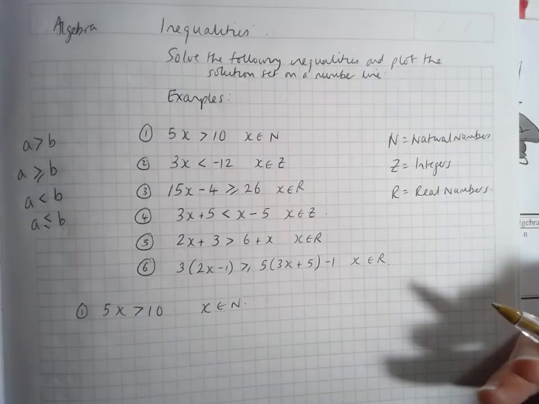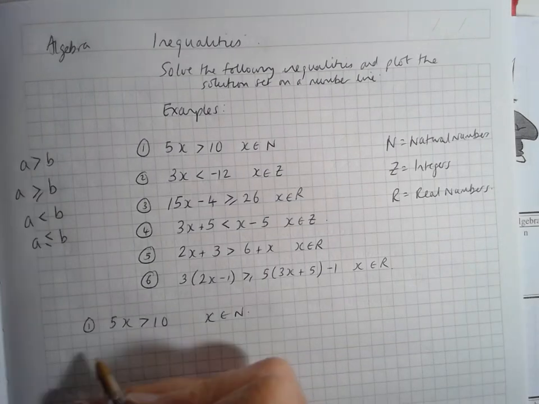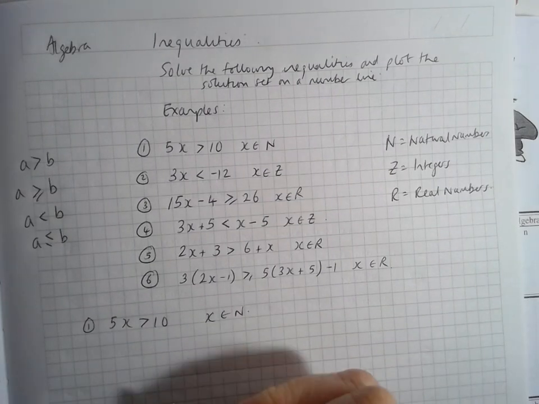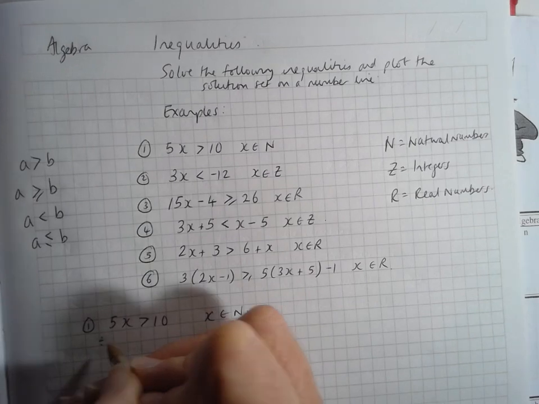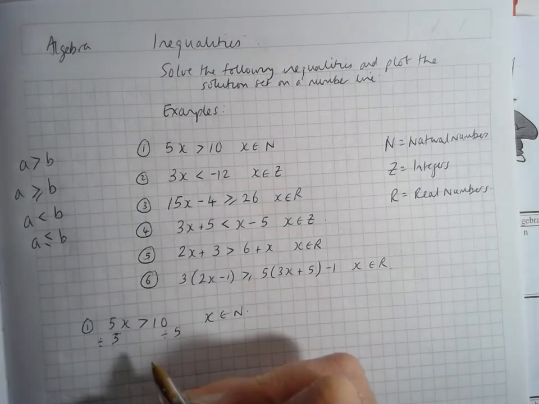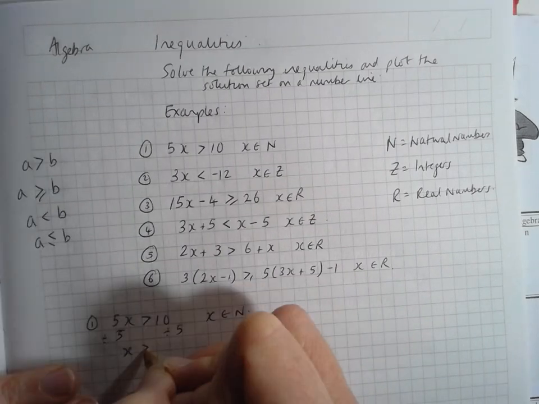Okay, 5x is greater than 10, x is an element of N. We treat it like an equation. If this is an equation, we divide both sides by 5. So 5x divided by 5 is x, 10 divided by 5 is 2. So my answer, I keep that greater than symbol coming down, my answer is x is greater than 2.